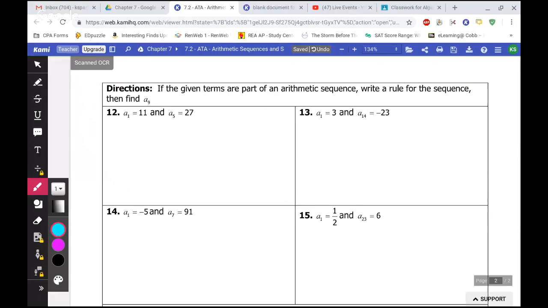For number 12, if the given terms are part of an arithmetic sequence, write a rule for the sequence and then find a sub 9, or the 9th term. So what we'll do to do this is actually plug in the 5th term value.